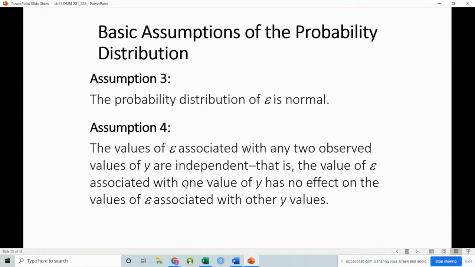And assumption 4, the values of epsilon associated with any two observed values of y are independent. That is, the value of epsilon associated with one value of y has no effect on the values of epsilon associated with another value of y. So another way to say this is IID. I don't know if you've heard that term before, but that means it is identically and independently distributed.